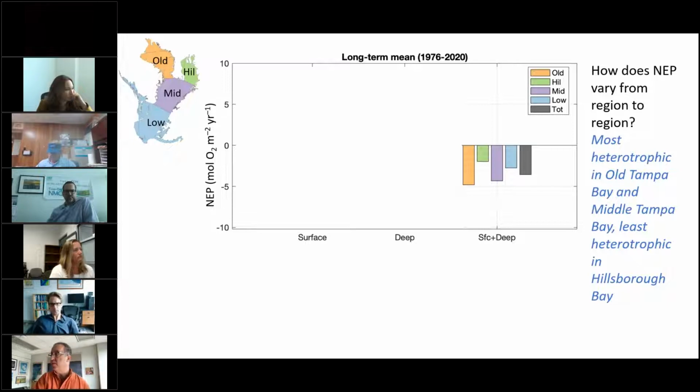This shows how the NEP varies from region to region, and you have a color scheme there. And the gray is the average for the whole system. So that's the number I've given you. And you can see that Old Tampa Bay is the most heterotrophic, and the least heterotrophic is Hillsborough Bay over the long term. Next slide.